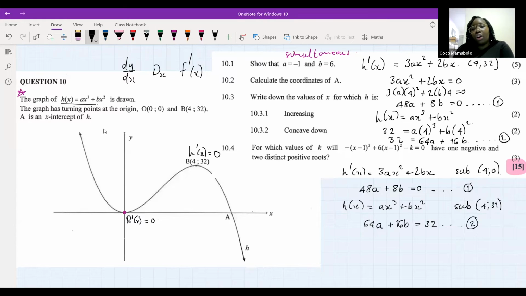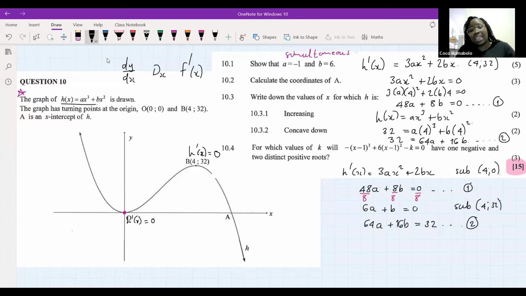Now, if I want to solve these two simultaneous equations, I can choose which one I'm going to make the subject of the formula. For me, it's not really going to make a difference. What I'm first going to do is divide through equation 1 by 8. So I'm going to divide here by 8, divide here by 8. 0 divided by anything is just going to give us 0. So we're going to have 6a plus b is equal to 0.